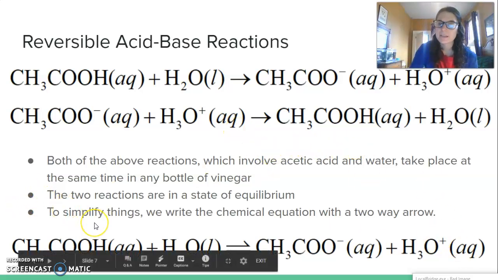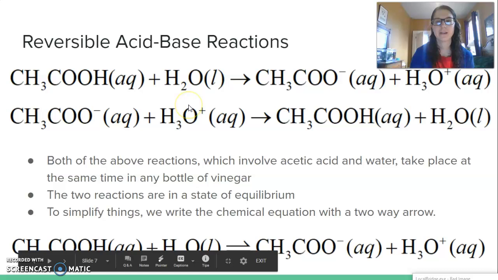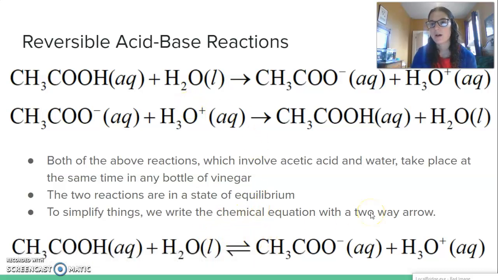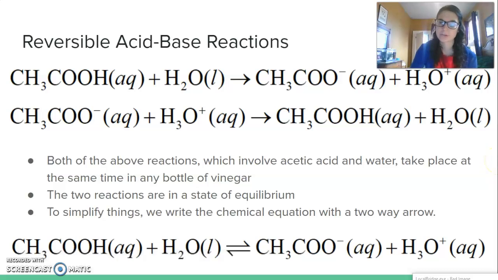So usually to simplify things, we do write the chemical equation with a two-way arrow. Rather than say we have one reaction and another reaction, we combine it and use our two-way arrow. So that's why with weak acids and weak bases, we always put that double arrow in the middle to show that both reactions are occurring.